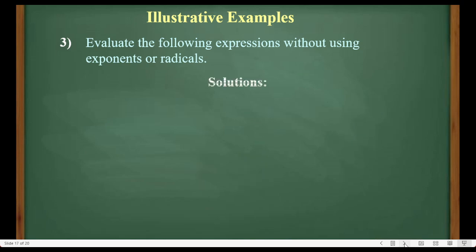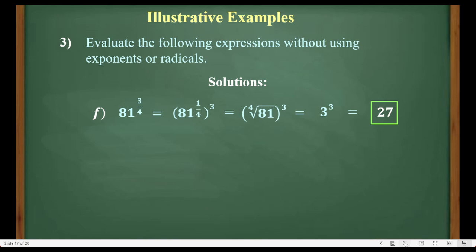Next. Letter F. How about this one? 81, quantity to the 3/4. Actually, this can be expressed as 81 to the 1/4, quantity cubed. And 81 to the 1/4 is actually the 4th root of 81, then cubed. We know that the 4th root of 81 is actually 3, then raised to the third power, it will give us 27.